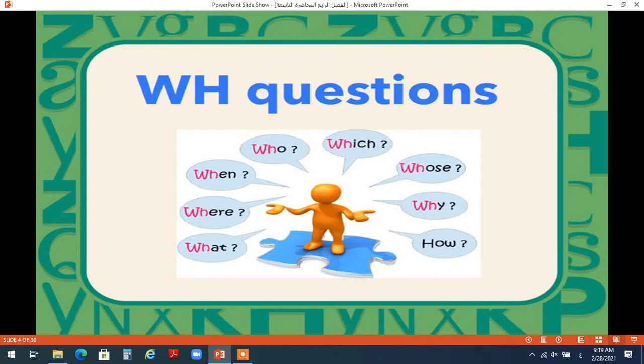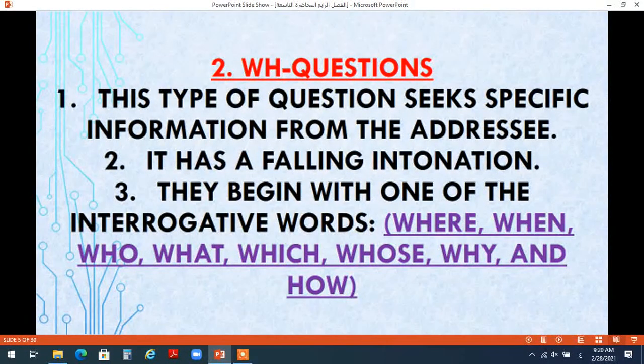WH questions, this is the second type of the major types of questions in English, and as you already know, it has been so called because this type of questions usually starts with a WH word, like who, which, whose, why, how, when, where, or what. That's why they have been called WH questions. Regarding WH questions, this type of question seeks specific information from the addressee.